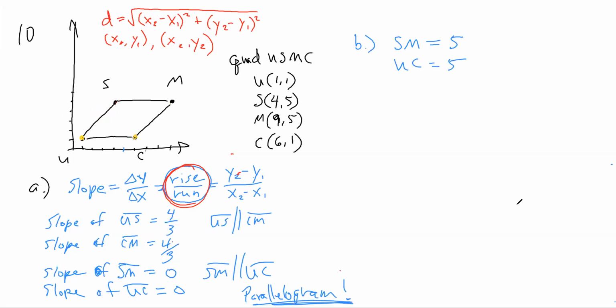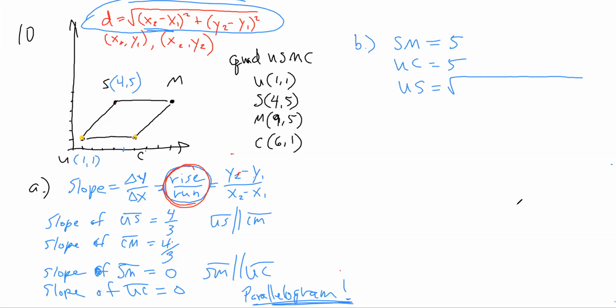From U to S, if we're going to do US, that will equal the square root of, and remember my points here, U is (1, 1) and S is (4, 5). So I'm following my distance formula. I want to do the difference in my x's first. I'm going to call U my first point and S my second point. That will have it figured out for me.